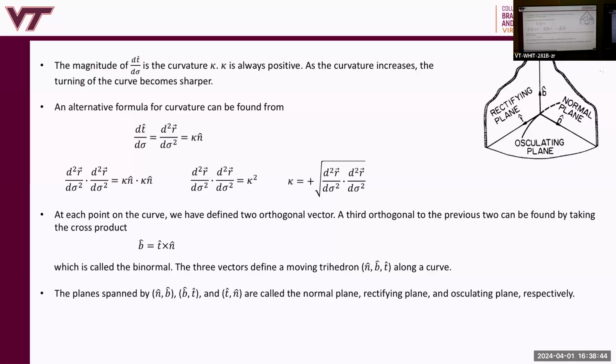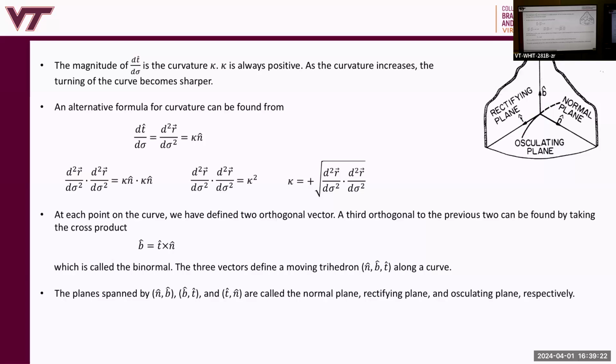Okay. At each point on the curve, we now have defined two orthogonal vectors, n and t. The third orthogonal vector to the previous two can be found by taking the cross product. So then we define our third vector, which is called the binormal. These three vectors define the moving trihedron, n, b, t, along a curve. So here's a curve, for example, and we'll define all these planes. And at some point here, we have the n and the t and the b.